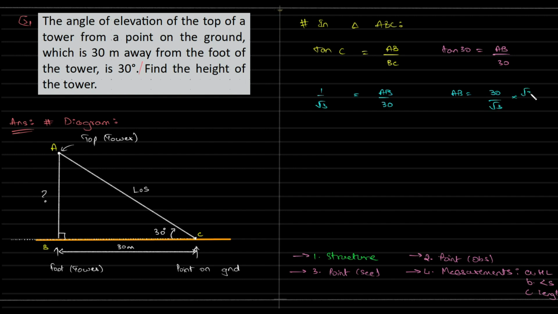So we need to rationalize this. We can't keep it so. So multiply by root 3 by root 3. So AB is equal to 30 root 3 by 3, which is equal to 10 root 3 meters. Okay. So if you have time and space, just end the answer with height of tower is equal to 10 root 3 meters. If not, this is good enough.